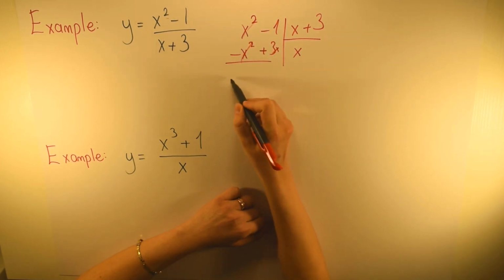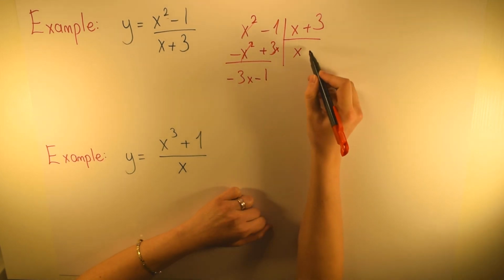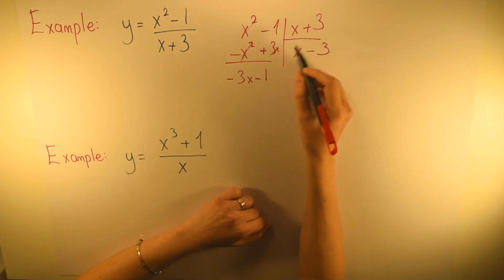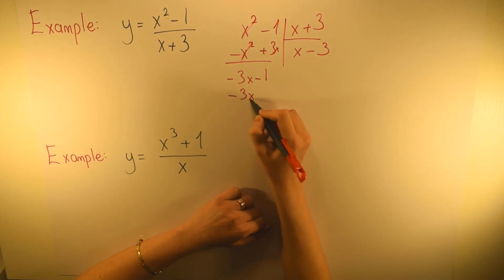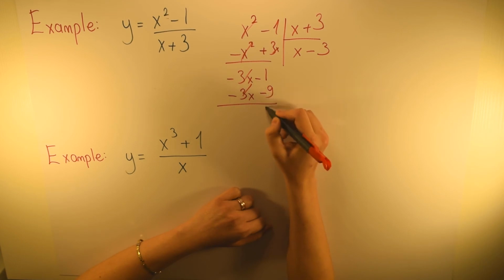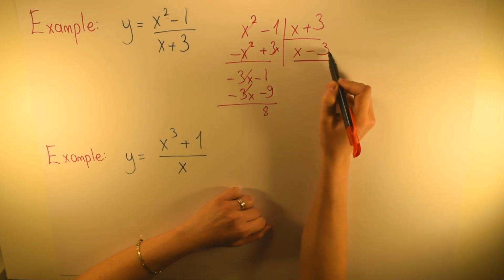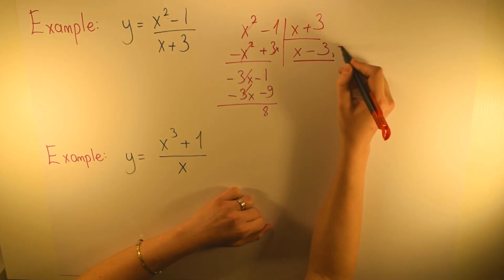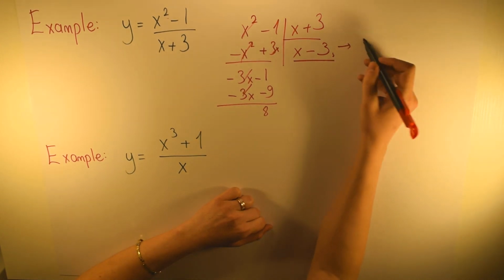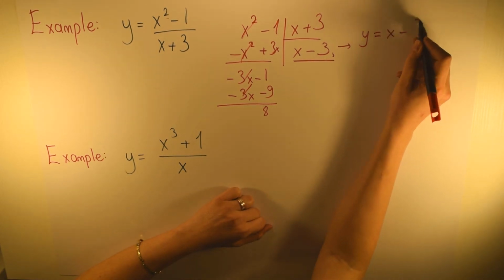So from here we will get minus 3x minus 1, and then I will multiply this by minus 3. So it's minus 3x minus 9. So from here this will be equal to 8. So this is our slant asymptote. We can write this as y is equal to x minus 3.